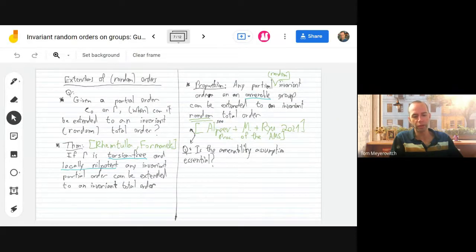is a compact subspace, and gamma acts on this subspace. So any compact gamma space for an amenable group gamma admits an invariant probability measure. And this probability measure would be an invariant random total order. That's it. That's the proof.